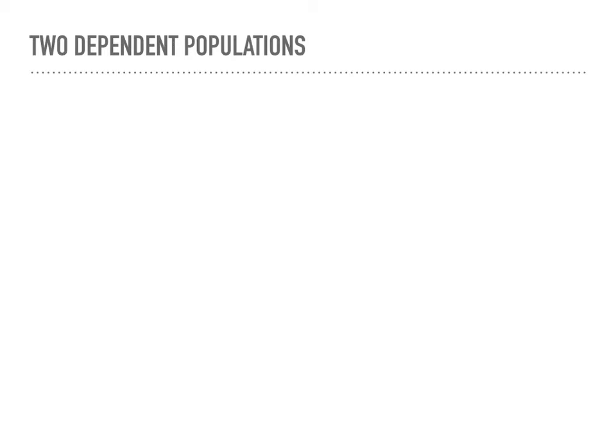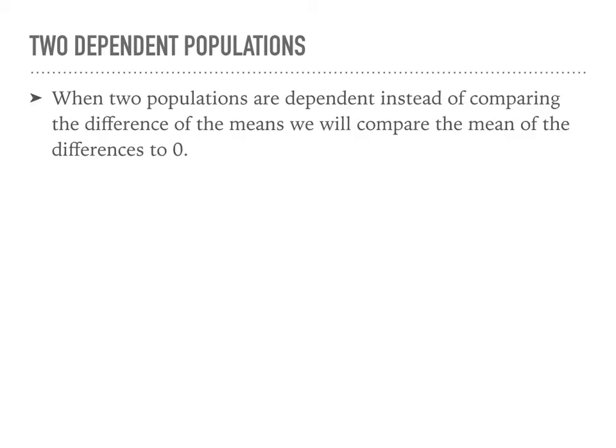Now let's talk about having dependent populations, specifically talking about means. When two populations are dependent, instead of comparing the difference of the means, we will compare the mean of the differences. So instead of having an inequality with the mean on each side, we're going to find the difference of our data values and then find the mean of those differences. We're going to compare that mean of the differences to 0. So these are the possibilities for our hypotheses.